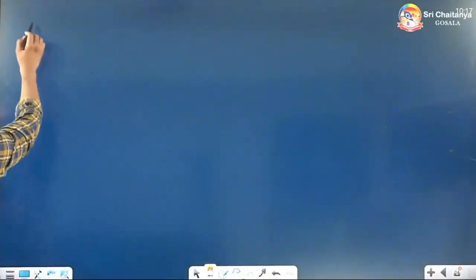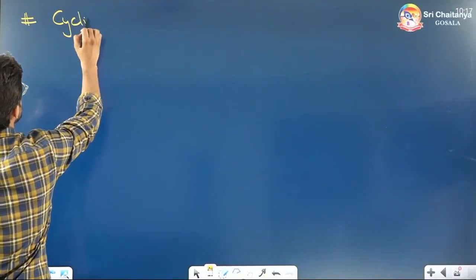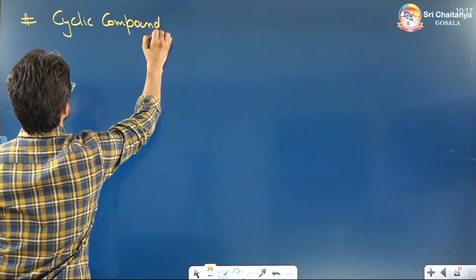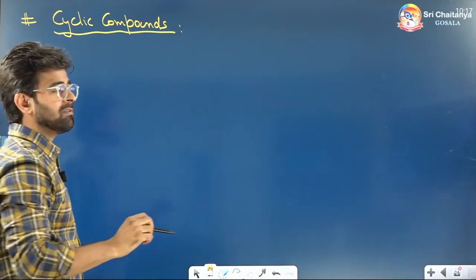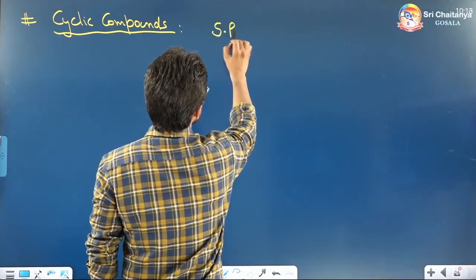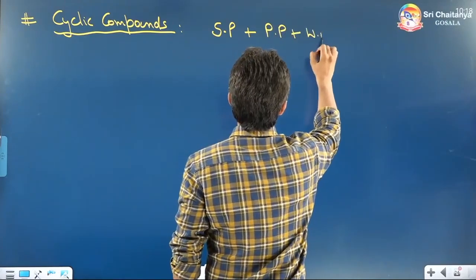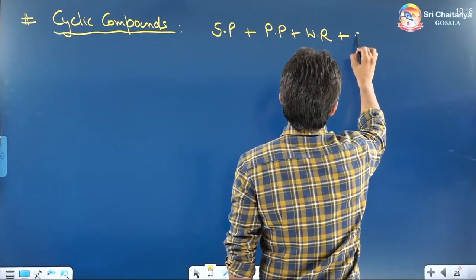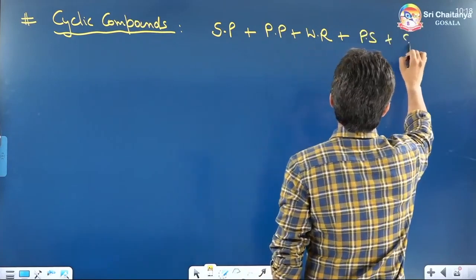Fine, bacha? Okay. Now I am taking the next one, nomenclature of cyclic compounds. Okay, some questions we will see. Cyclic compounds. So listen to me very carefully. We have done this part. I told you already, there is secondary prefix, primary prefix, there was word root, and primary suffix and secondary suffix.